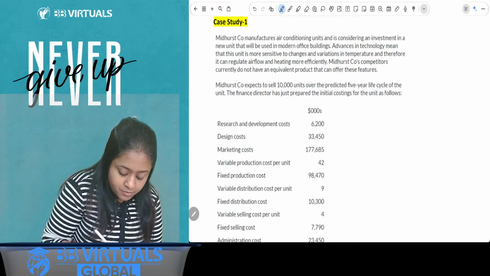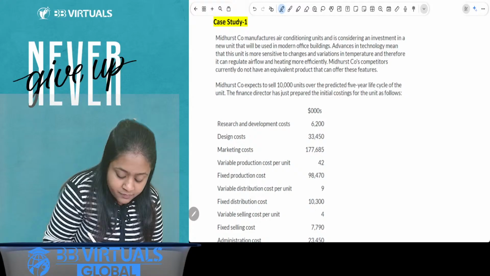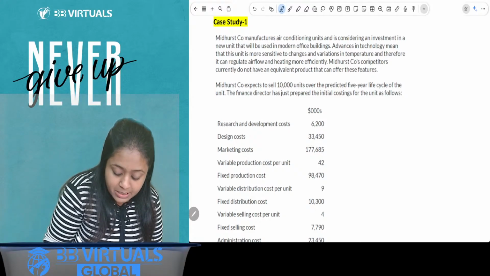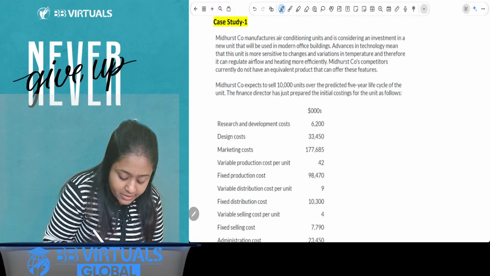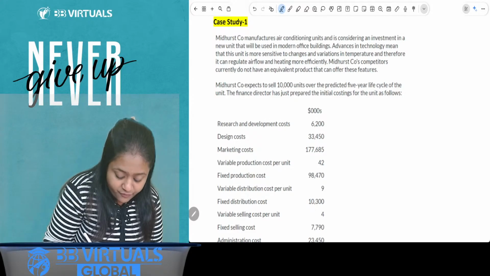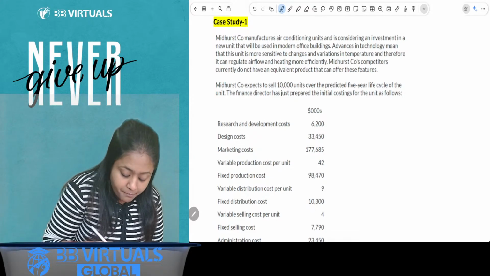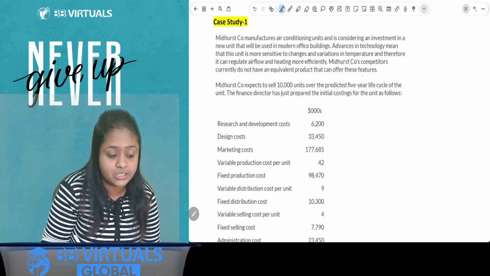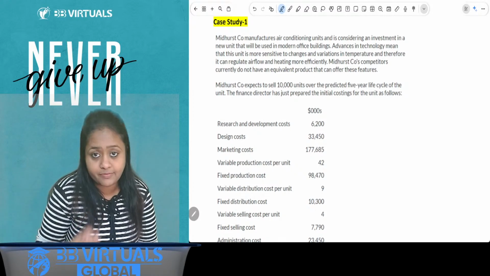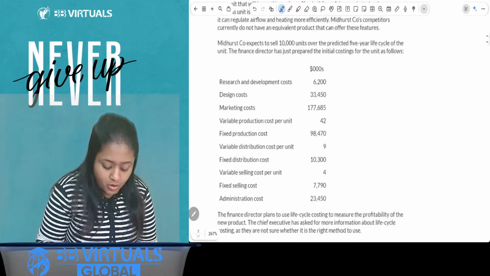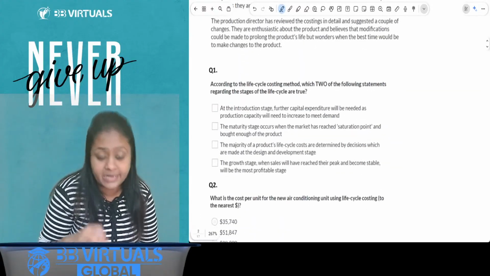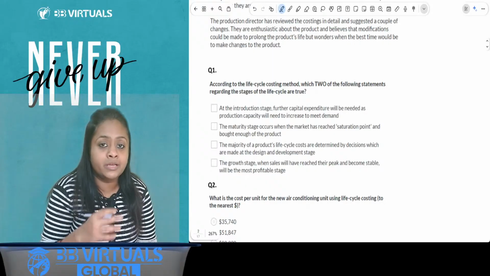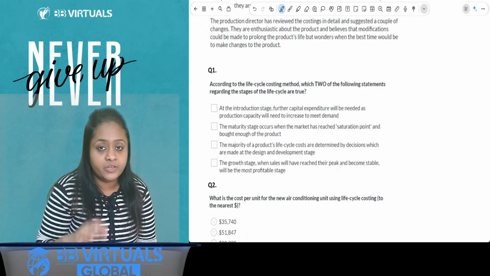Advances in technology mean that this unit is more sensitive to changes and variations in temperature, and therefore it can regulate airflow and heating more effectively. Midhurst Company competitors currently do not have an equivalent product that can offer these features. So they currently do not have this product. Now, I would not read the in-between data. I will directly see the requirement, and accordingly, I will be reading the portions.